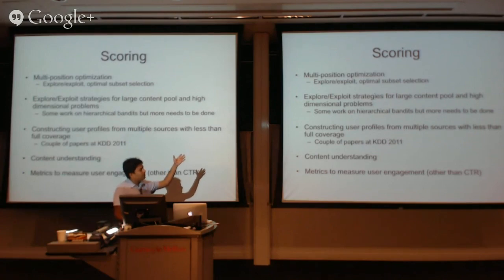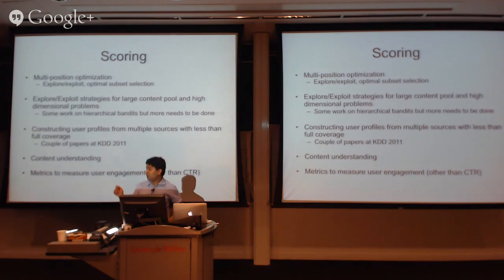Explore exploit strategies for large content pool and high dimensional problem. It's still an open problem. We still don't have a Gittins index kind of solution for that. So until that gets solved, it's an open problem. Right? Yes, I'm not saying the heuristics are bad, but there's still more room to grow that.